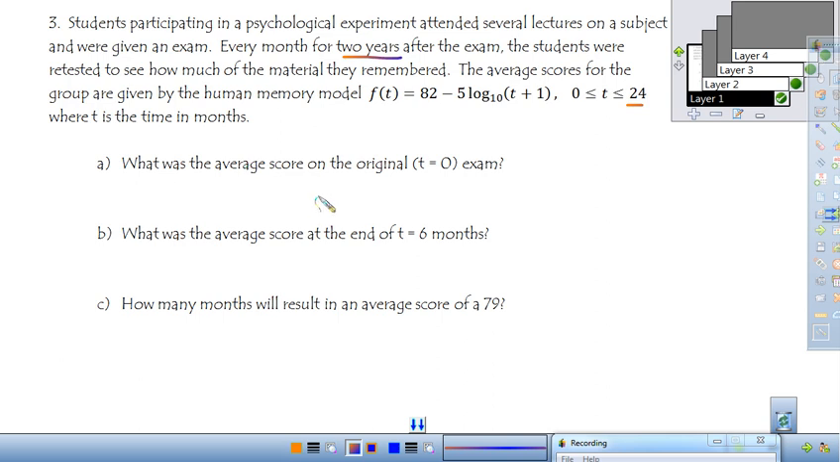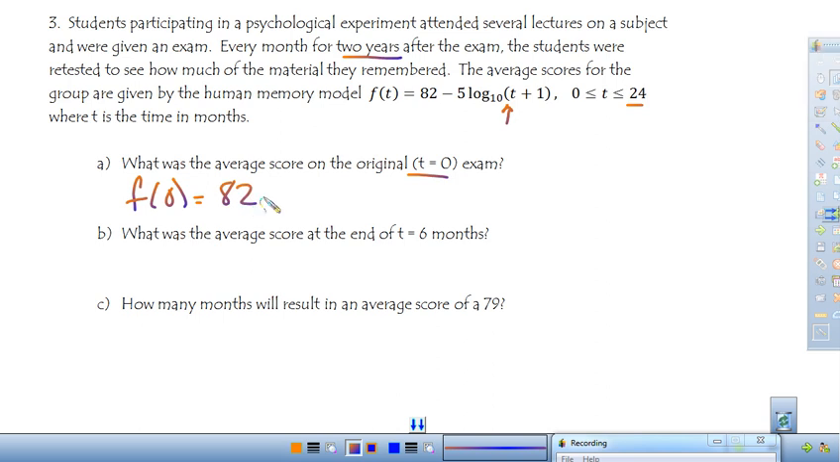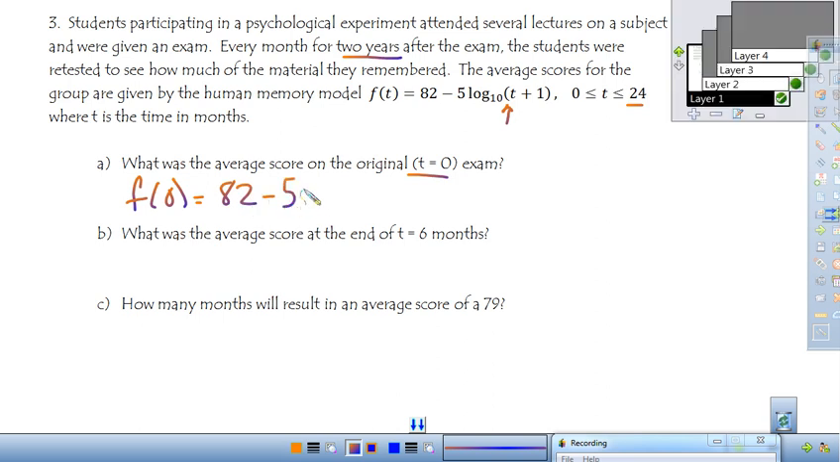Alright, so the average score, sorry about the weird transition. Okay, what is the average score on the original T equals 0 exam? So we're going to substitute 0 in for T. F of 0 equals 82 minus 5 times the log of 0 plus 1. So since there's nothing written for the base number, it's base 10, which means you can directly type this into your calculator just like this. 82 minus 5 times log of 1. When you do that, you should get 82.